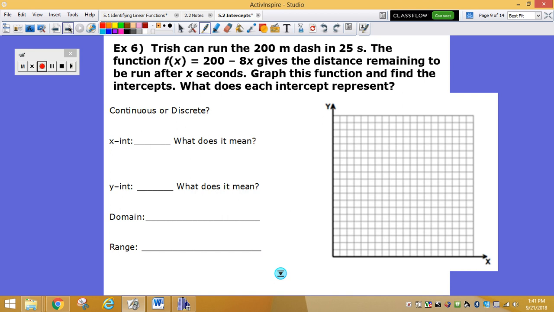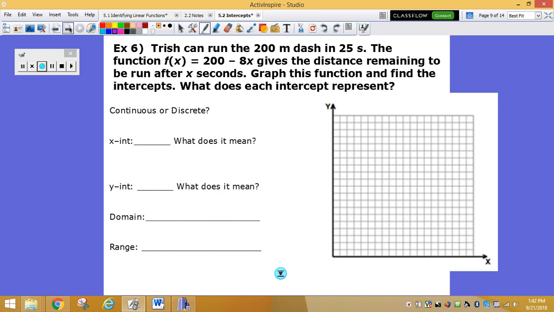All right, so of course it's got to get a little bit harder. You will have word problems where you're going to have to explain in words what the x and y intercepts mean. So let's just go through this example. Trish is running the 200-meter dash in 25 seconds. The function 200 minus 8x gives the distance remaining to be run after x seconds. Graph the function and find its intercepts. What does each intercept represent?